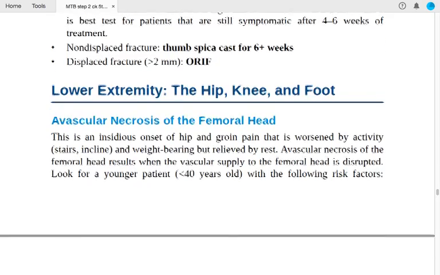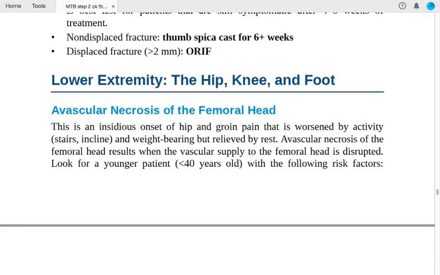Now we're coming towards the lower extremity, that is the hip, knee and foot. First of all, we are going to cover avascular necrosis of the femoral head. This is an insidious onset of hip and groin pain that is worsened by activity, for example stairs, incline, weight bearing, but relieved by rest.